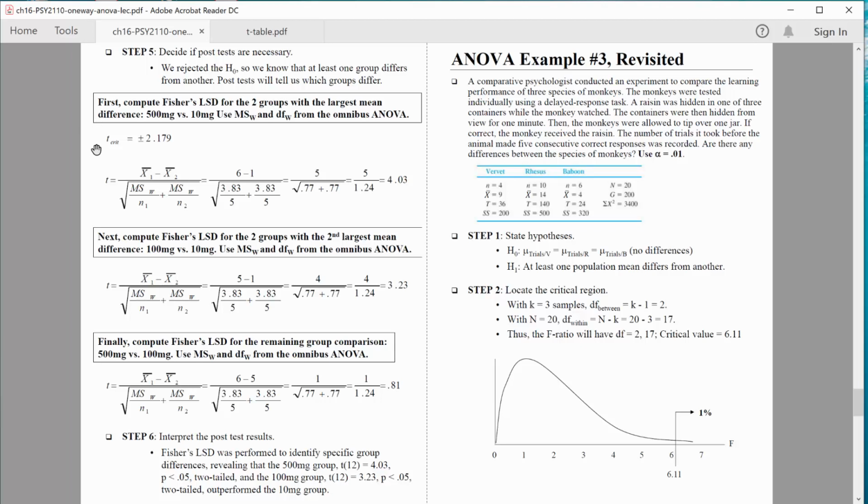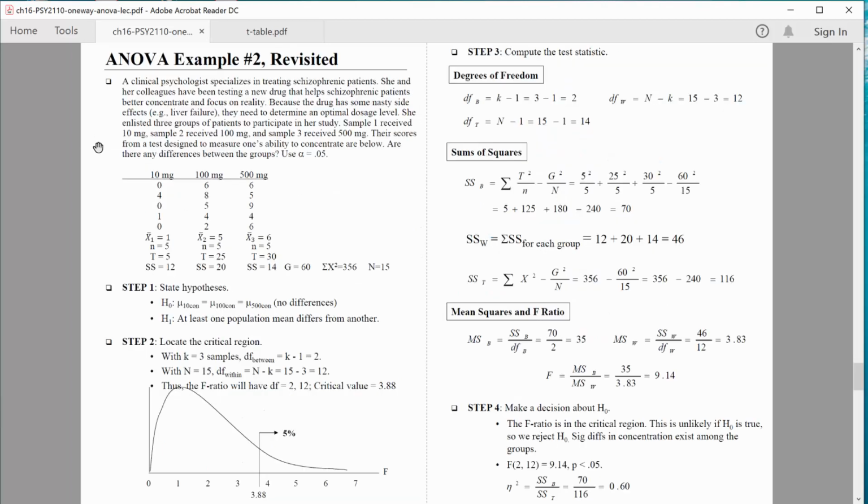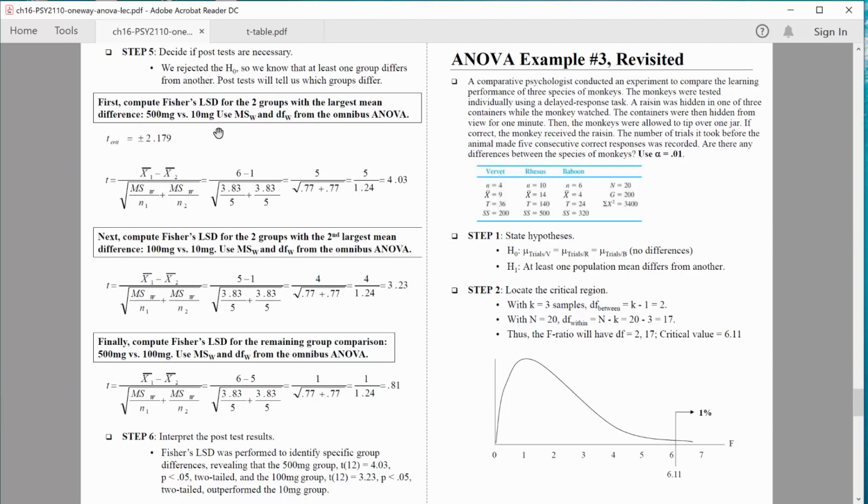All right, let's figure out this critical value. Coming back here, we're going to focus on degrees of freedom within groups. That's how we figure out the critical value for the t-test we're about to compute. That t-test will have 12 degrees of freedom. Let's go ahead and look that up real quickly.